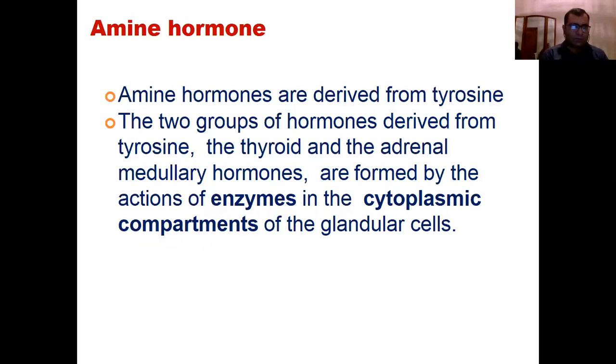Amine hormones are derived from tyrosine. The two groups of hormones derived from tyrosine, the thyroid and the adrenal medullary hormones, are formed by the action of enzymes in the cytoplasmic compartment of the glandular cells.